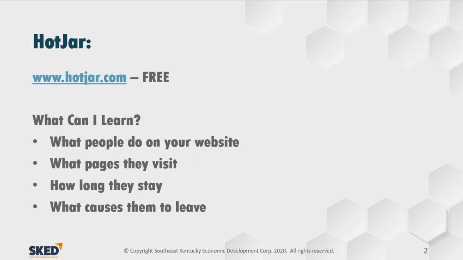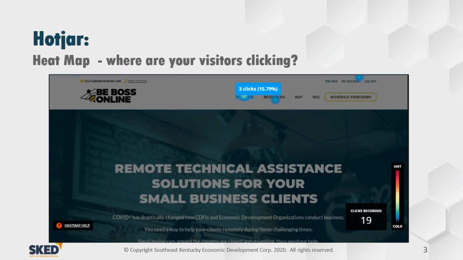So what can you learn? You can learn what people do on your website, what pages they visit, how long they stay, and then what caused them to leave. Basically what it does is when they get to your website, it starts recording them and follows their motions, their mouse movement, and everything as they go through your website, and then presents you the recording. So the first thing it gives you is a heat map, which is where are your visitors clicking.